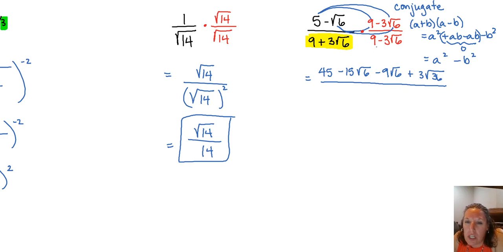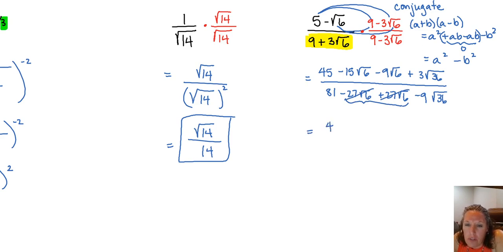In the bottom, we're going to see 9 times 9 is 81. 9 times negative 3 square root of 6 is negative 27 square root of 6. 3 square roots of 6 times 9 is a positive 27 square root of 6. And 3 square roots of 6 times a negative 3 square roots of 6: 3 times negative 3 is negative 9, and square root of 6 times square root of 6 is square root of 36. And just like we saw in the conjugate example with the letters up there, those middle terms are going to add to 0.